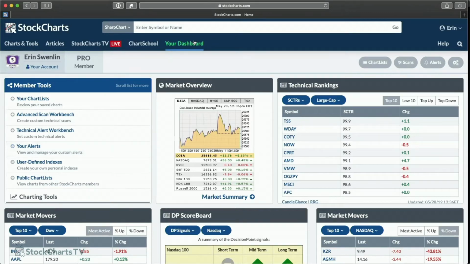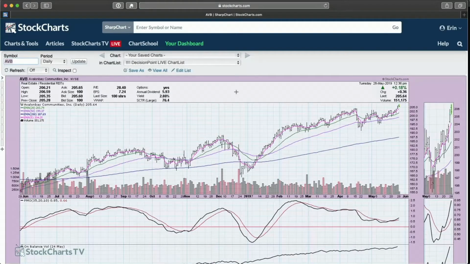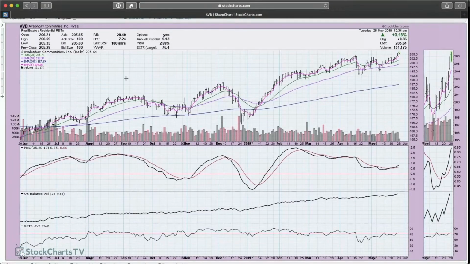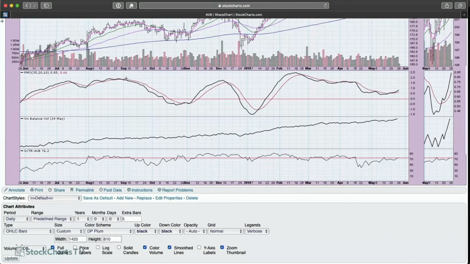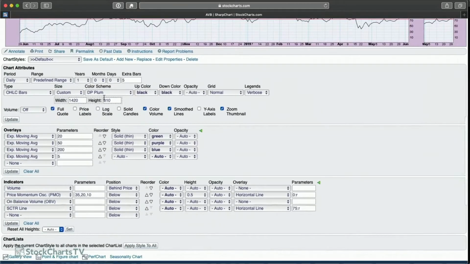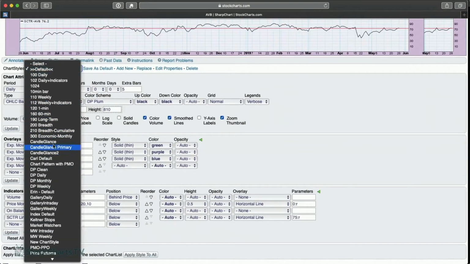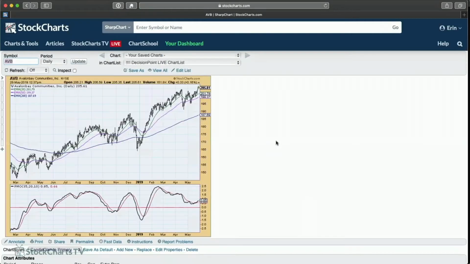All right, so number one, we need to create a CandleGlance chart style. Let's pull up Avalon Bay. I need to have a good CandleGlance chart style. I don't want to use the default. So I am going to go down here and I'm going to cheat a little bit because I already have set up my chart styles. But I have a couple of different CandleGlances. My primary CandleGlance looks like this.